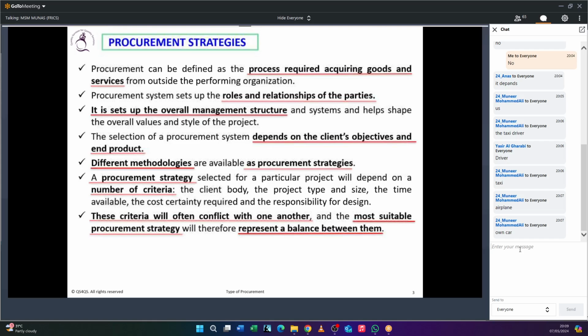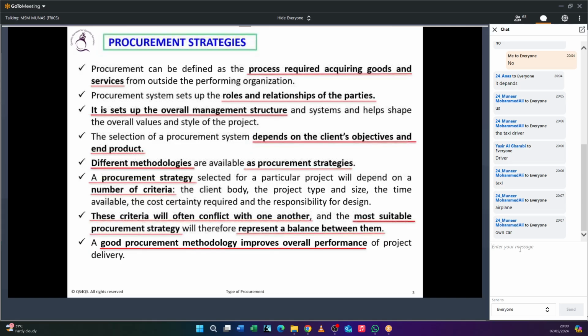Again, that also depends on the client preference. If you are able to choose the right procurement, it's going to meet the client expectation, and everybody in the procurement, that means everybody in the contract, will be happy. But if you choose the wrong procurement, let's say the client says I want to go to the next city much quicker, and you book him a train. What do you think? He will get disappointed, right?